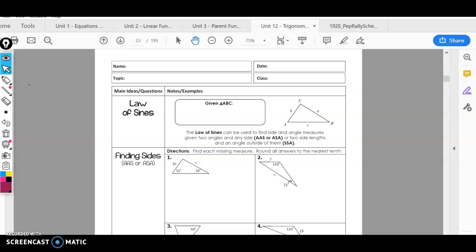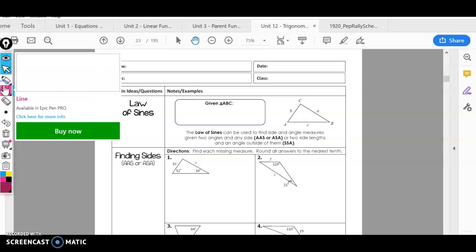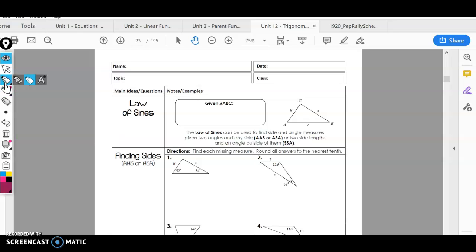Video is on the law of sines. The law of sines could be used to find any side or angle if you're given two angles and a side, or if you're given two sides and an angle that's not between them. So that's right here. Let's write down what the formula says.